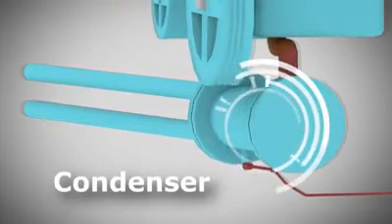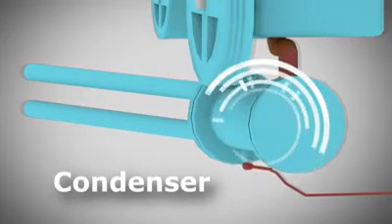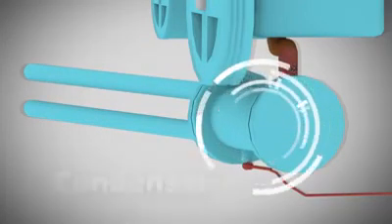Condenser. Condenser tubes provide heat transfer surfaces in which heat from the hot refrigerant on the outside of the tubes passes through the walls of the tubes to the cooling water inside.